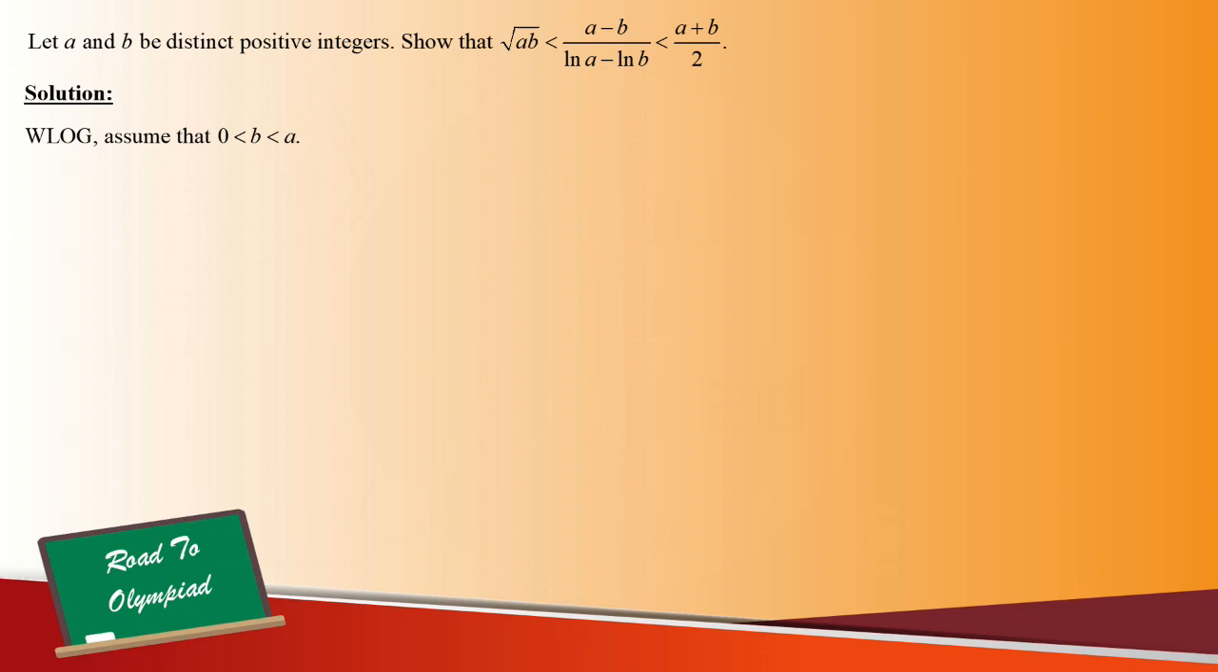Here, in the setting of a greater than b, we can let x equal a over b, and notice that this is a positive number. With this, we have a equals bx. Substituting a equals bx into the given inequality, we have b square root of x is less than (bx minus b) over ln x, which is less than (bx plus b) over 2.